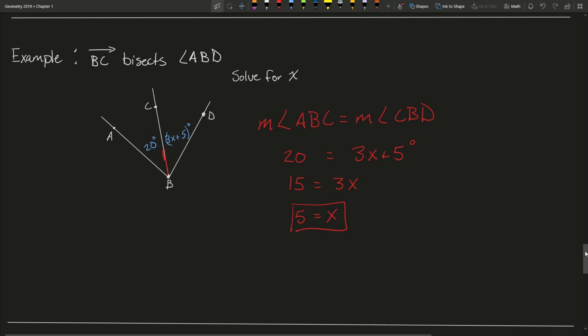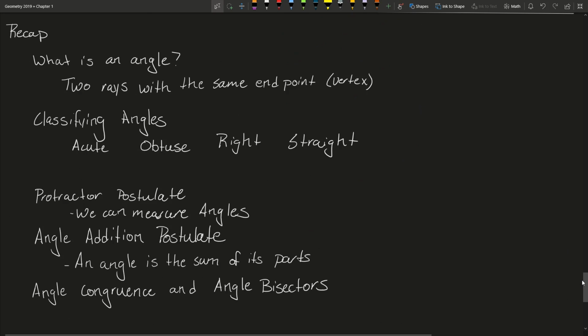So as a recap, here's everything we went over. We went over what an angle actually is, which is two rays with the same endpoint or vertex. We classified angles. Acute angles are angles less than 90 degrees. Obtuse angles are angles greater than 90 degrees. Right angles are angles that are 90 degrees. And straight angles are just straight lines.